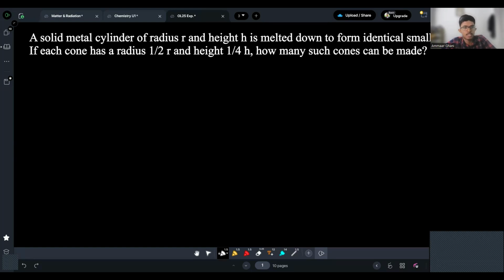It tells us a solid metal cylinder of radius r and height h is melted down to form identical small cones. If each cone has a radius half r and a height 1/4 h, how many such cones can be made? So first of all, we have a metal cylinder.